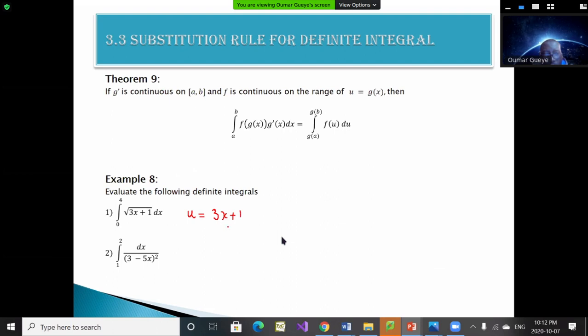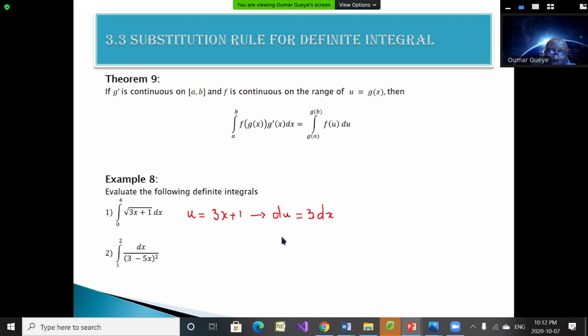Okay, because this is your g of x. And du, what's going to be du? Because you always have to calculate du. What's going to be your du? 3. No, it's not 3. It's a 3 times du dx.